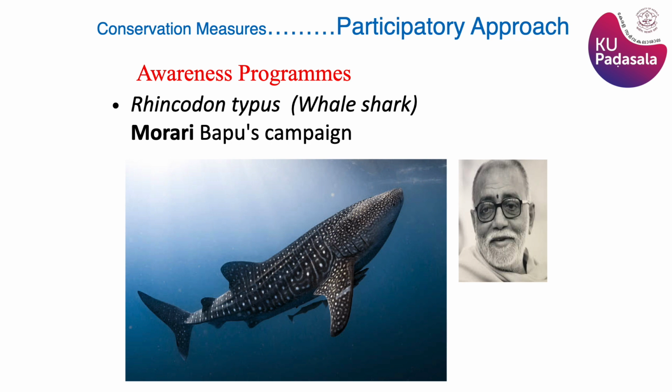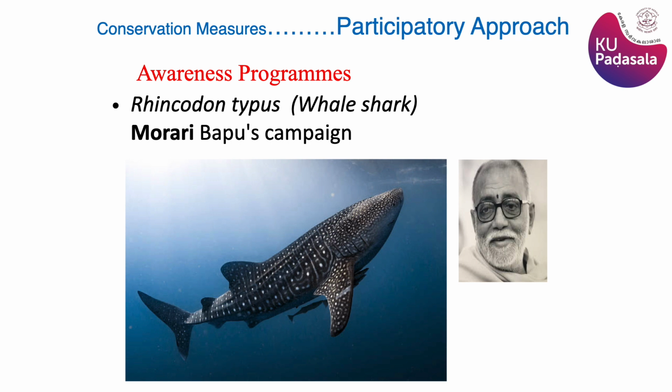By conservatory approaches or participatory approaches. One example, what you're seeing on the backdrop, is the largest fish in the world, called Rhincodon typus, or the whale shark. This whale shark is native to Gujarat. From the Gujarat coast, from the young stage it migrates to Australia, and once they become mature, they migrate back again to lay eggs and give birth to the young ones.